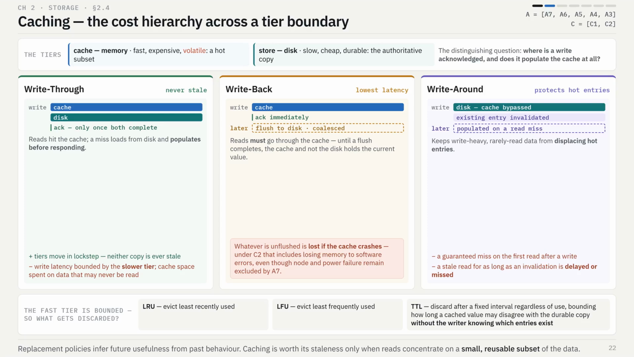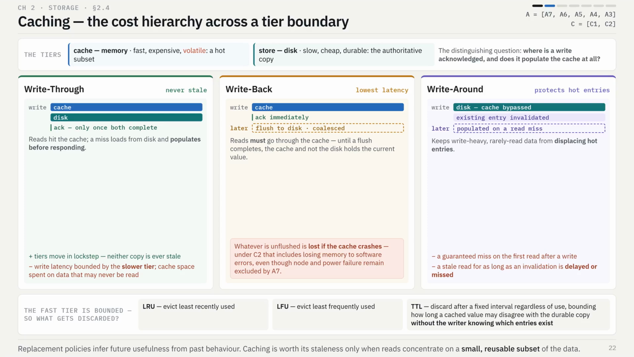Now, for the last mechanism in this chapter, which applies the same reasoning in a different place. Caching applies C2's cost hierarchy across a tier boundary, rather than within a single structure. We'll discuss it in the context of the memory and disk tiers of a single machine. A hot subset of the data is held in memory, which is fast, expensive, and volatile, while the authoritative copy remains on disk, which is slow, cheap, and durable. What distinguishes one caching strategy from another comes down to a single question: where is the write acknowledged, and does it populate the cache at all?